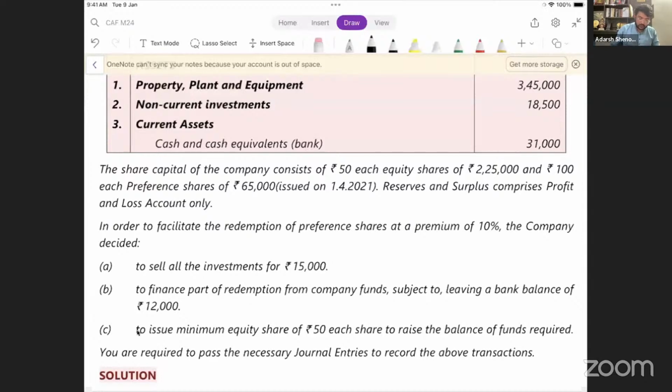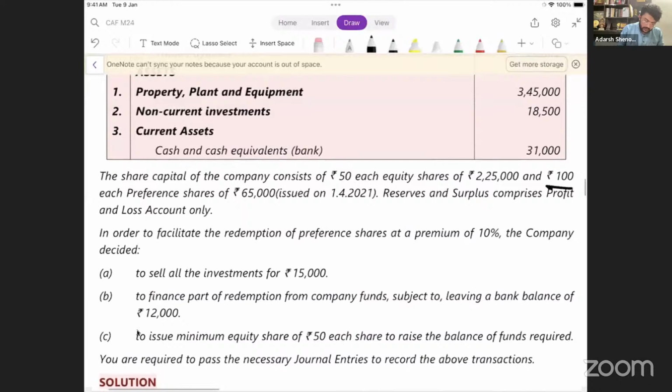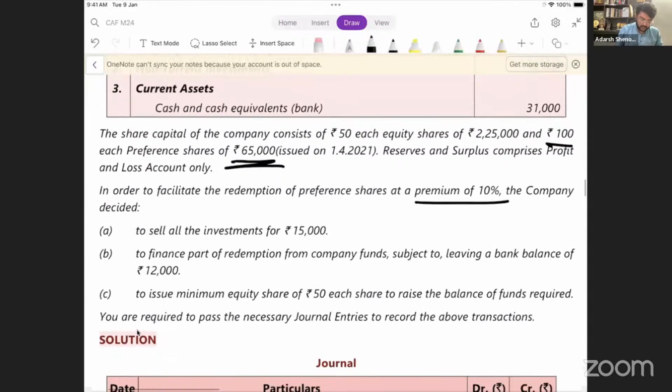Okay. So here they have said that these preference share capital will be redeemed. How many preference shares are there? 100 each preference shares of rupees 65,000, so the amount is given, 65,000. These are being redeemed at a premium of 10%, so plus 10%. We will need a total of 65,000 plus 10%, which is 71,500. So how are we going to finance this 71,500? See this, to sell all the investments for 15,000. So this is about financing.